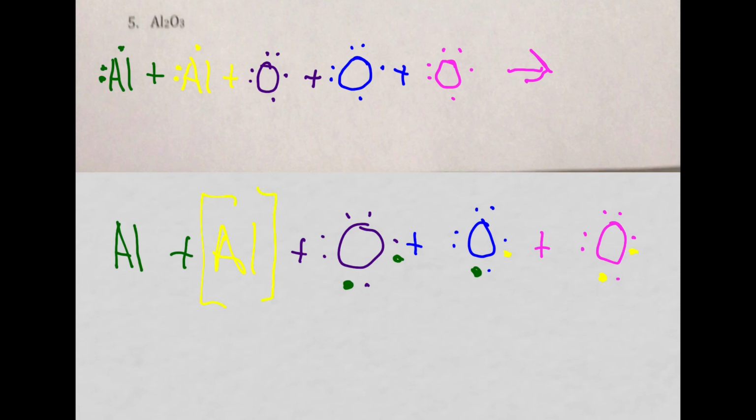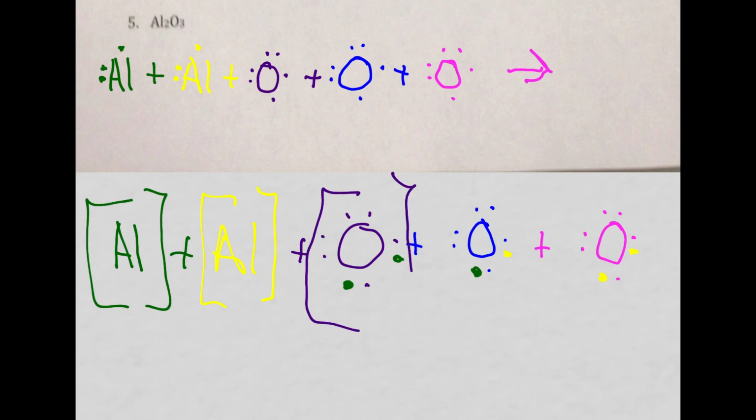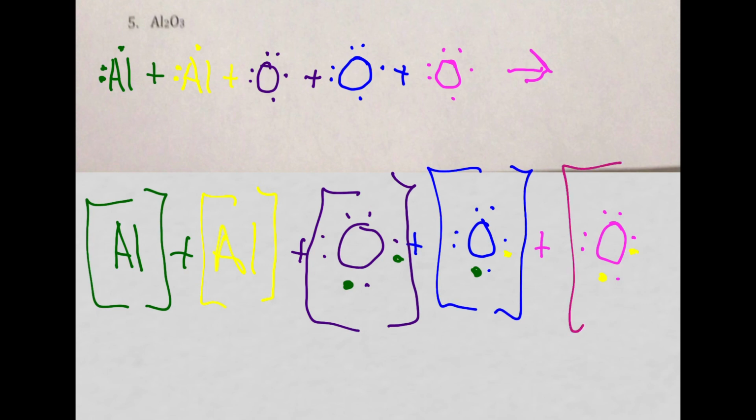And then everything is charged because we changed the number of electrons. It's close enough. Okay, so let's see. Aluminum lost 3, so it's going to be a +3. Oxygen gained 2 negative electrons, so it's a -2. And all of them did the same thing, so it would look like this. So that would be your answer to number 5.